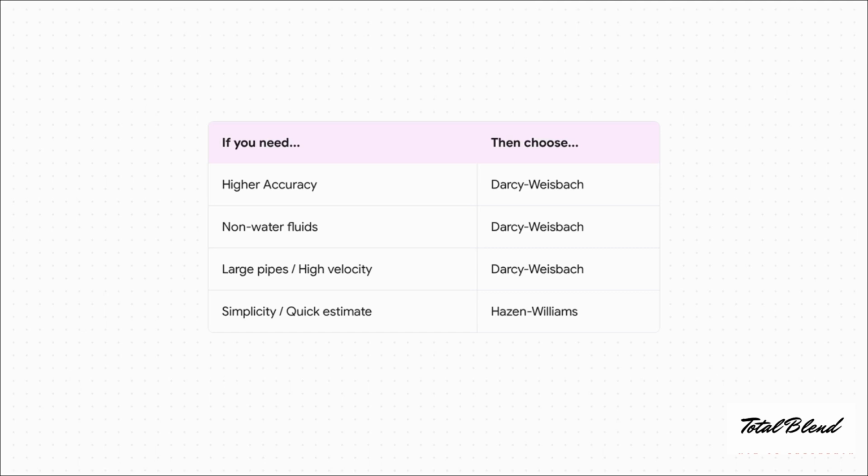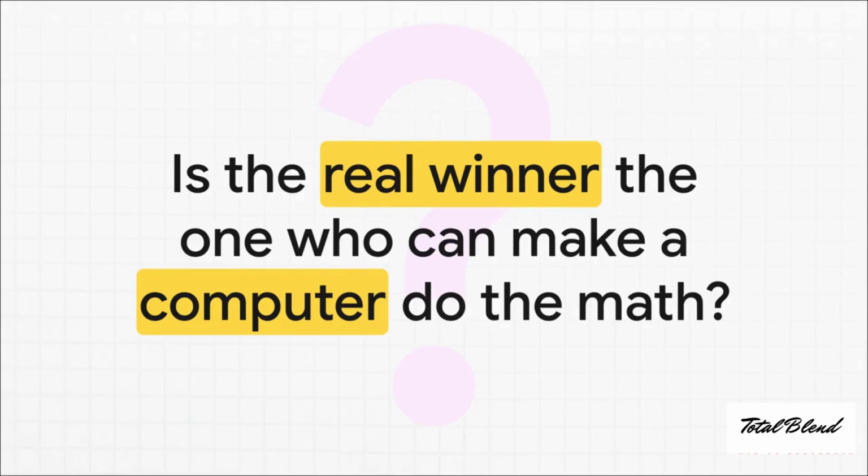But if you're just doing a preliminary design for a pretty standard water system and you need a quick, reliable estimate to get you in the ballpark, the simplicity of Hazen-Williams is often more than good enough. And that kind of brings us to our final thought. For decades, the big trade-off has always been your time, doing the manual calculation, versus the need for accuracy. But I'll leave you with this question to chew on. In an age where we have incredibly powerful software that can run all those complex Darcy-Weisbach calculations in a fraction of a second, is the real winner today just the person who knows how to make the computer do all the heavy lifting?